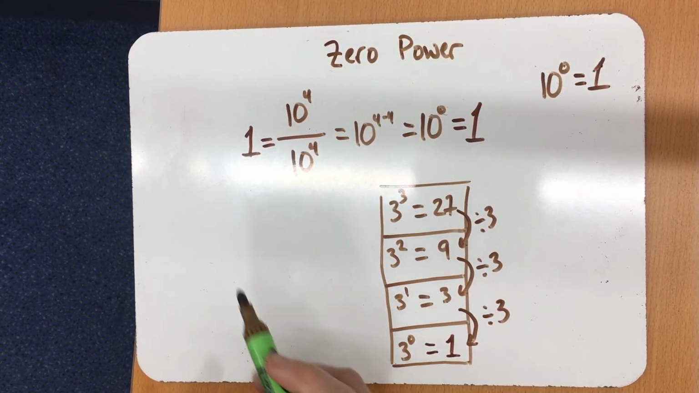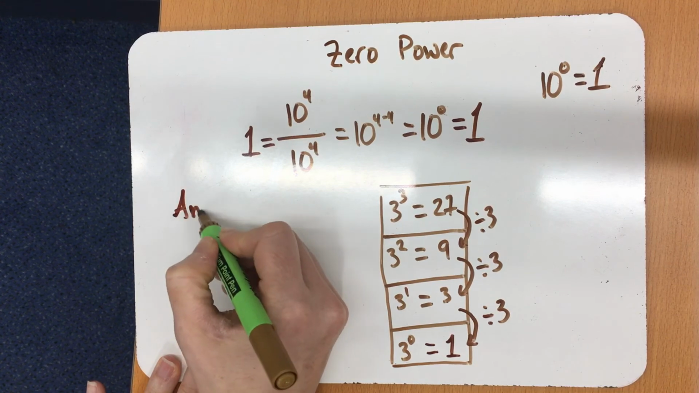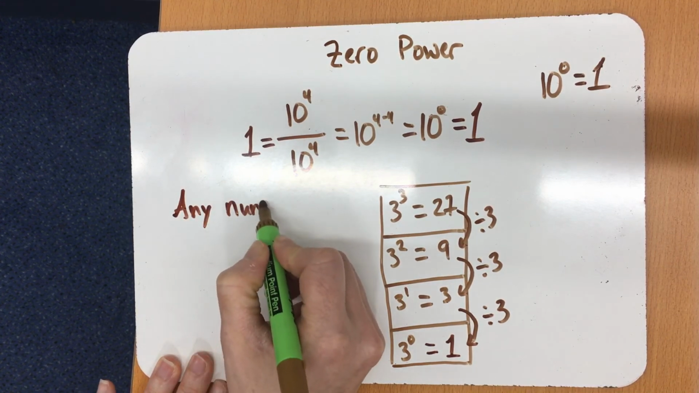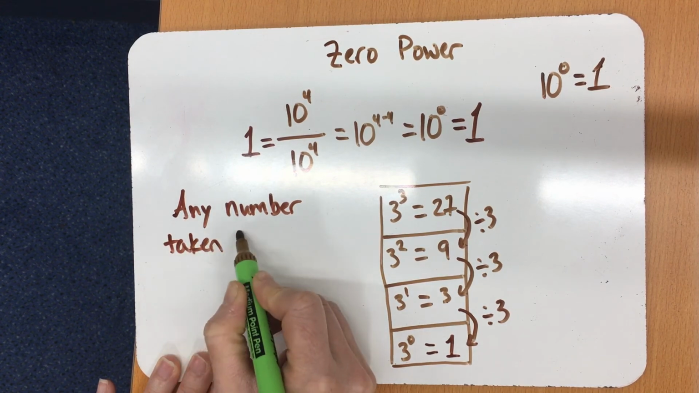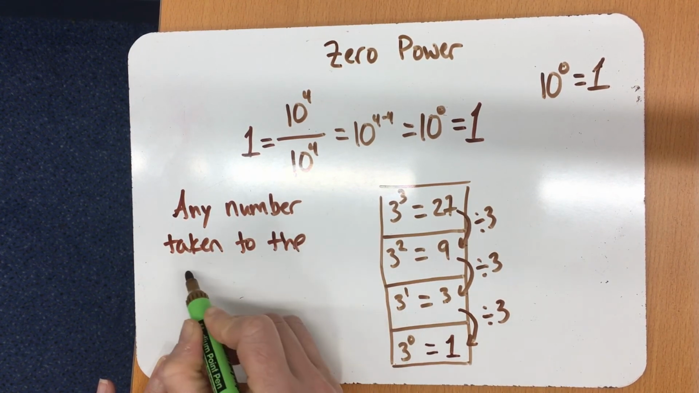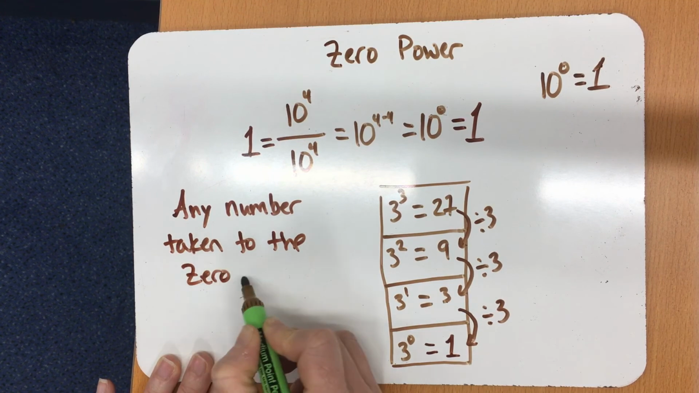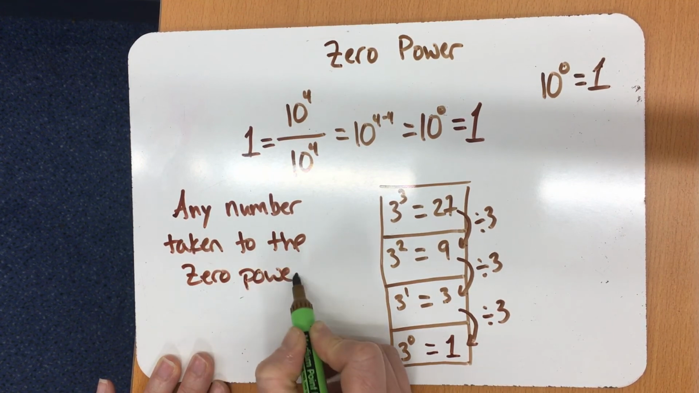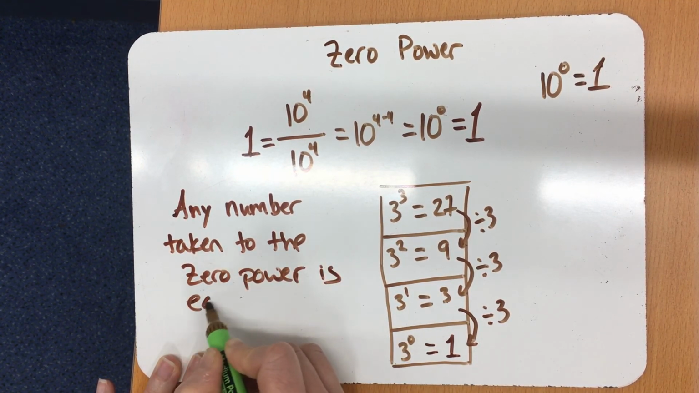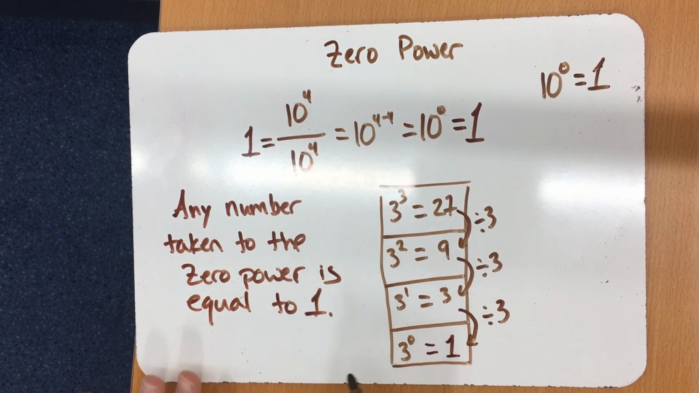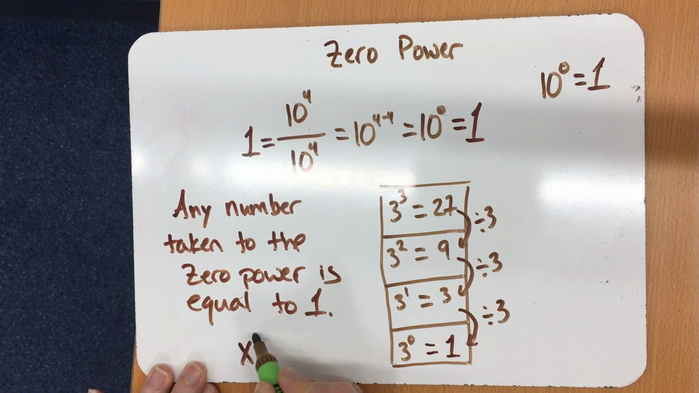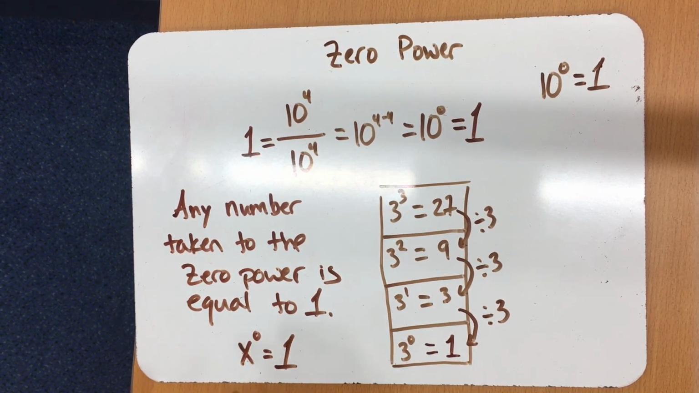So the generalization for this one is any number taken to the 0 power is equal to 1. And the way you can show this in symbols, x to the 0 power equals 1. It doesn't equal x to the first power, it just equals 1.